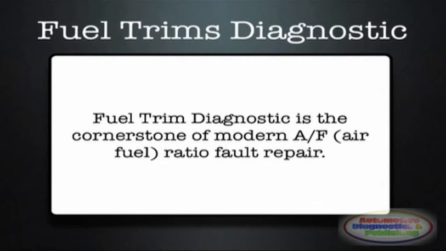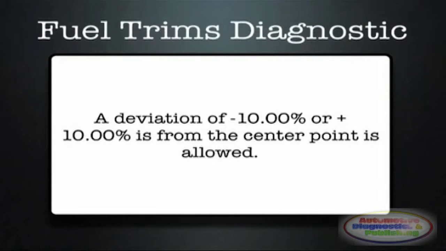Diagnosing with fuel trims is the main way of assessing the right air-fuel ratio. The rule of thumb is that deviation of plus or minus 10%, negative or positive, is allowed. That is maximum. Fuel trims is great because only the ECM knows what should be the right value.